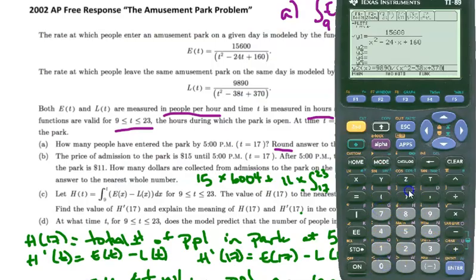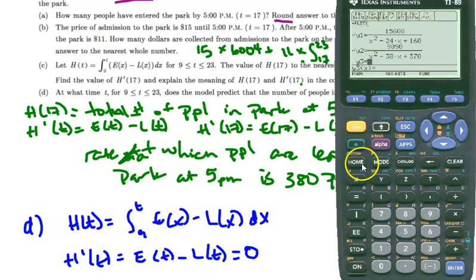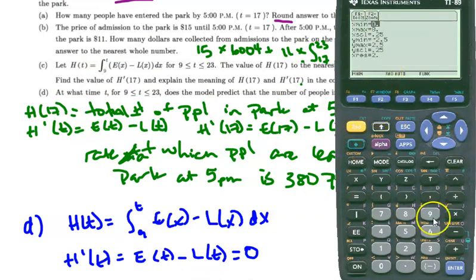And algebraically, we know that if I'm looking for E minus L to equal 0, that will occur when E equals L. So when y1 equals y2, I just need the intersection point. But again, I've got to change my window to be from 9 to 23, which is the domain of this problem. So let's take a look at the graph here and see how many intersection points we see.